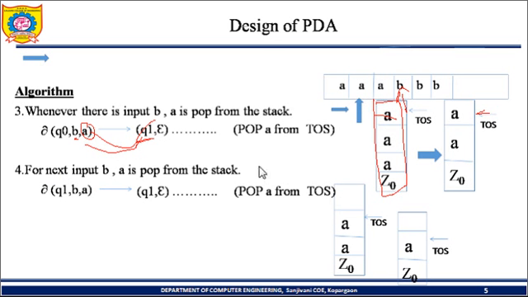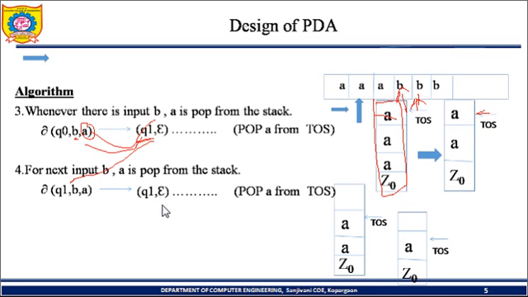Now for the next input, the next B is there. For the next B, A is popped from the stack. So the current state is Q1. The current input is the second B and the top of the stack is again A. So now again we are going to continue with the same operation.